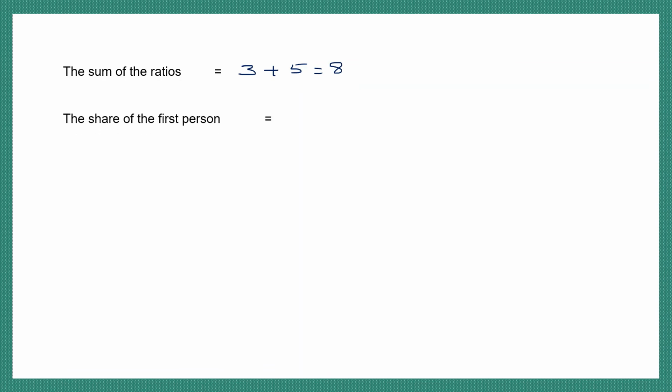Then the share of the first person will be 3 by 8 into 600. 600 is what we were given in the question itself, isn't it? Okay, now we can cancel whatever we can here. I can cancel 8 and 600 by 8. Okay, 8 ones are 8. Now here 60, 8 sevens are 56, but this is 60. 56, 57, 58, 59, 60. So that makes it 40. And 8 5s are 40. So we have 3 into 75.